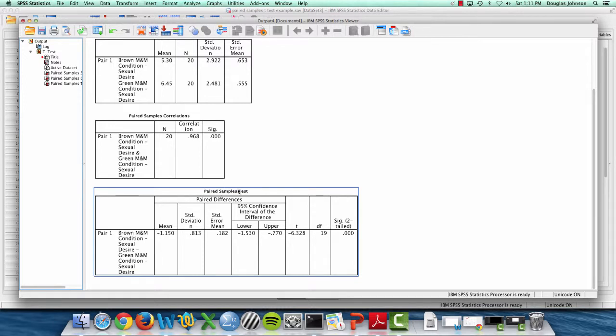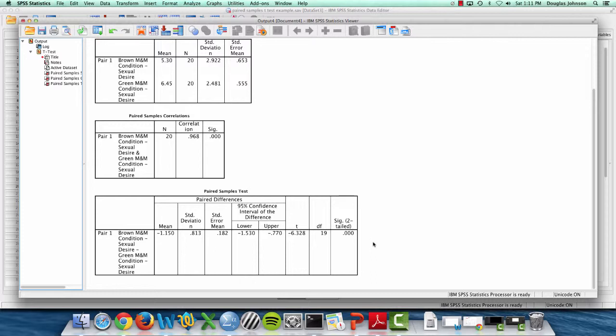Paired samples tests. We have a mean difference of negative 1.15, same mean difference we had before, actually. We have a t here with 19 degrees of freedom that's equal to negative 6.33 and a p that's less than 0.001. We must have had a lot of individual differences here because we don't have a huge difference, but it is statistically significant. So here we actually have empirical evidence that green M&Ms do what everybody I know says they do.